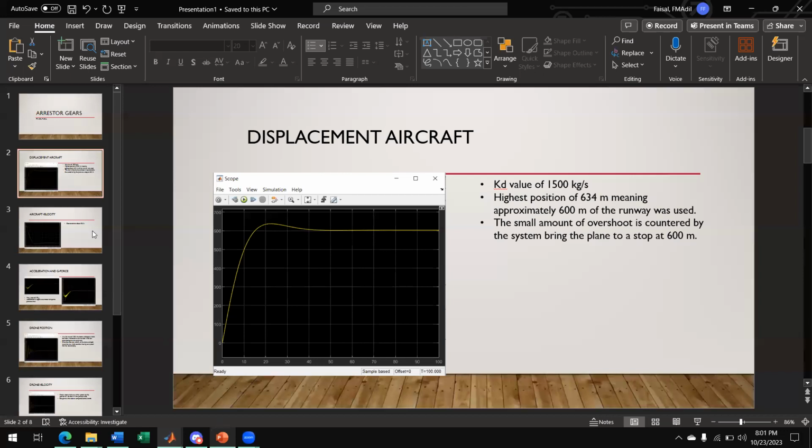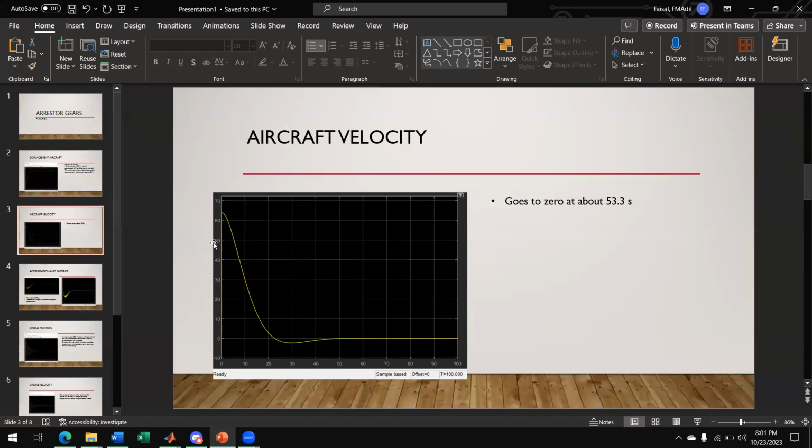Looking at our slides, we can see that we achieve the best results when the KD value is 1,500. The furthest the plane goes along the runway is 634 meters, which is significantly below our 2,500 meter threshold. And the plane comes to a stop at a distance of around 600 meters, which is, as mentioned, less. There is a degree of overshoot, but the control system is designed so that it counters that overshoot as soon as possible, which is why we don't see a lot of overshoot happening.